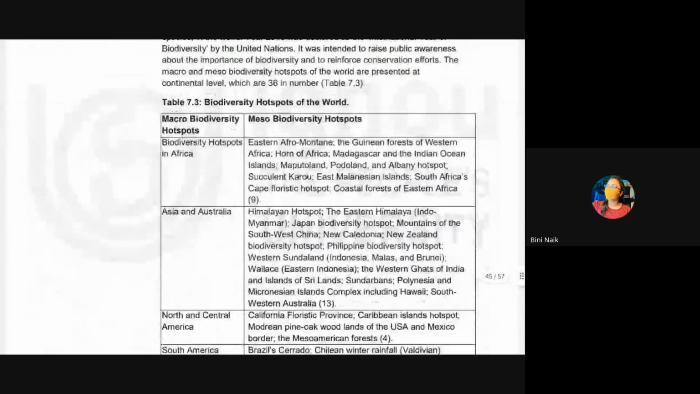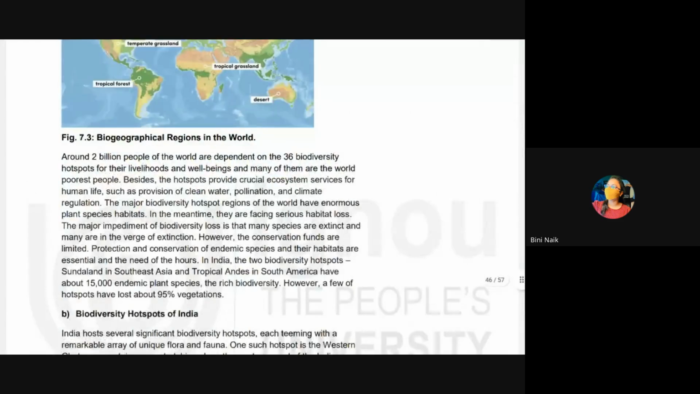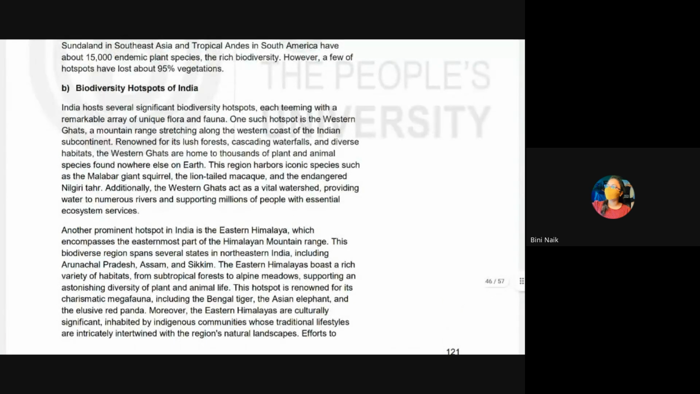Okay, and some of the biodiversity hotspots have been given here. Biodiversity hotspots are basically those regions which are very rich in flora and fauna communities. So in India, you'll be seeing the Eastern Himalayan region. Those Eastern Himalayan regions are actually very rich in flora and fauna communities. And one hotspot is basically in the Western Ghat region. Now, because the Western Ghat region does have very rich flora and fauna communities. You may go through this.